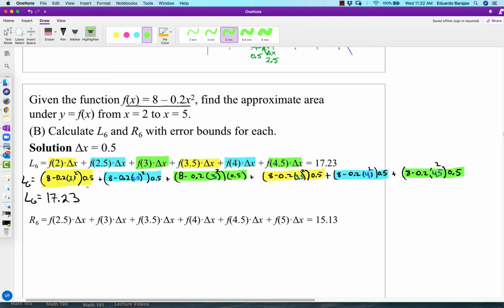I can calculate, well, all of them have a base of delta x, which is 0.5. And I can calculate the heights by evaluating all of them at our function. And then if I crunch all that out, we get 17.23. Okay, so that's our estimate using the left rule and 6 rectangles for the area underneath the curve. Now using the right rule, R5, we can do the same thing.